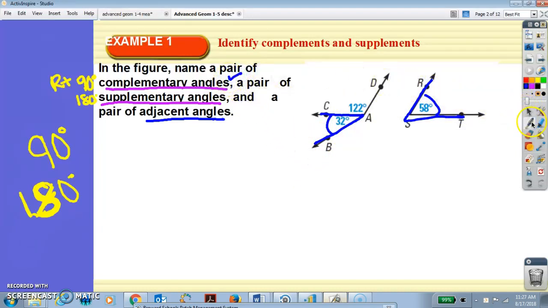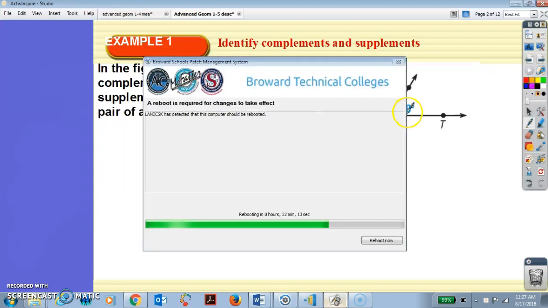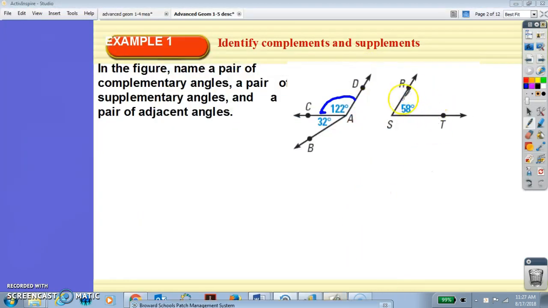How about a pair of supplementary angles? Can anybody identify a pair of supplementary angles? Yes. You said DAC and RST. Perfect. 122 and 58 do add to 180. These two angles together do add to 180, so they are a pair of supplementary angles.